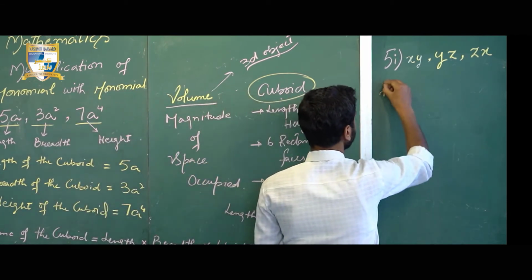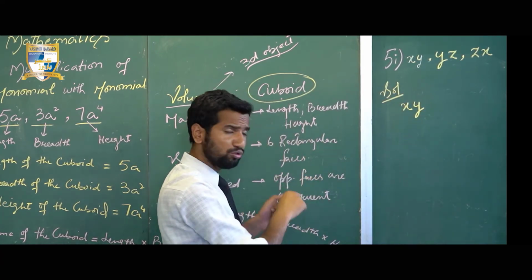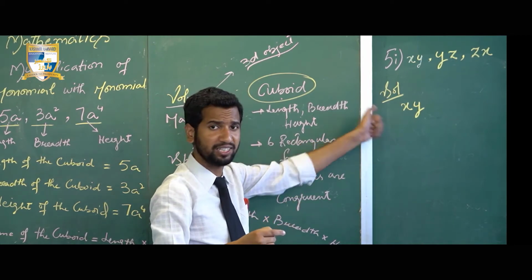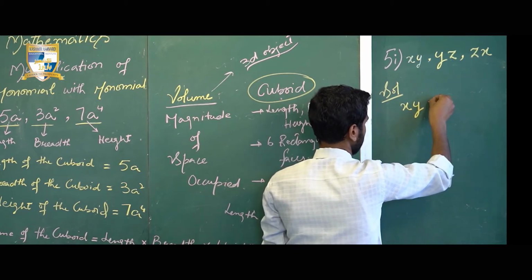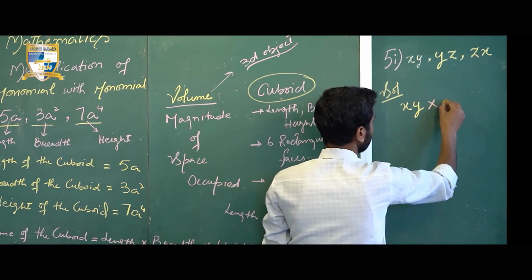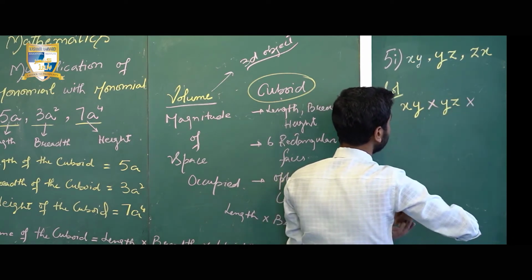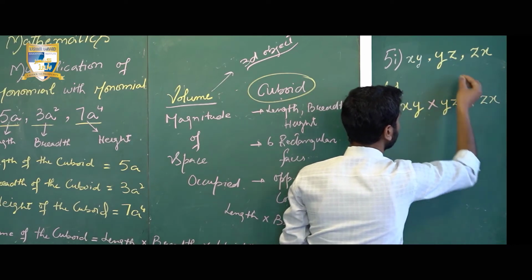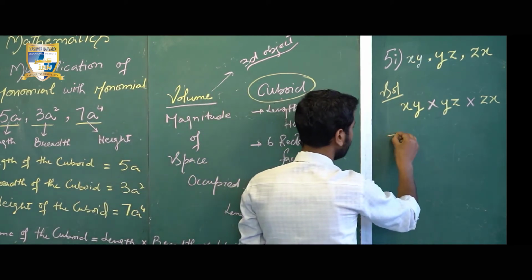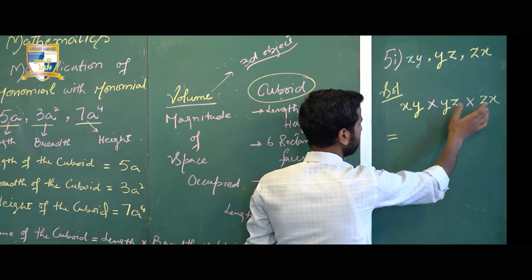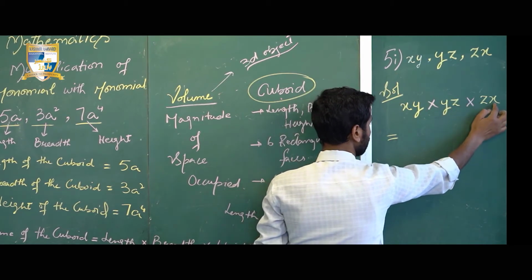So in solution here, we are going to write that this xy actually means x into y. There is a hidden multiplication sign there. Into yz, and it's in multiplication with zx. So these 3 monomials are in multiplication with each other here. So now what we are going to do here, we are going to multiply them. So we have x here, and then we have y, z, and x, one more x here.